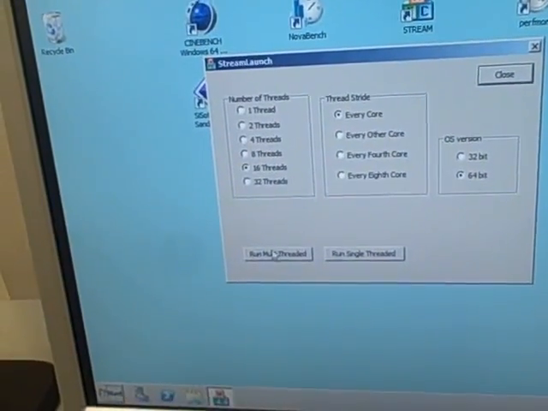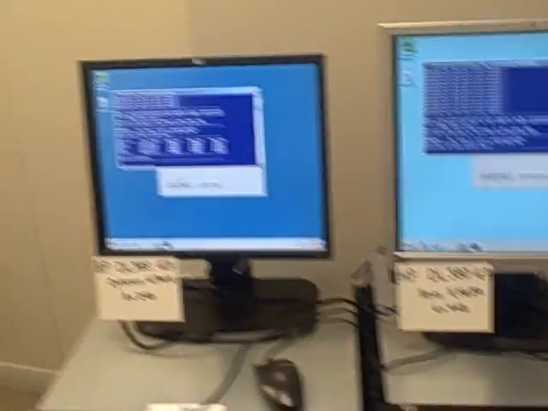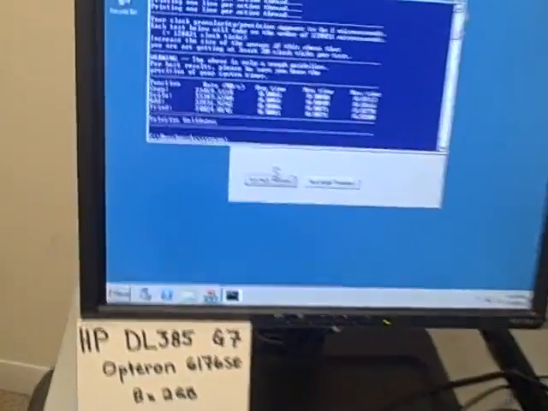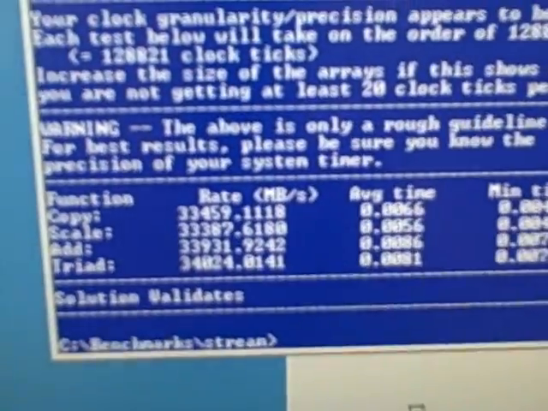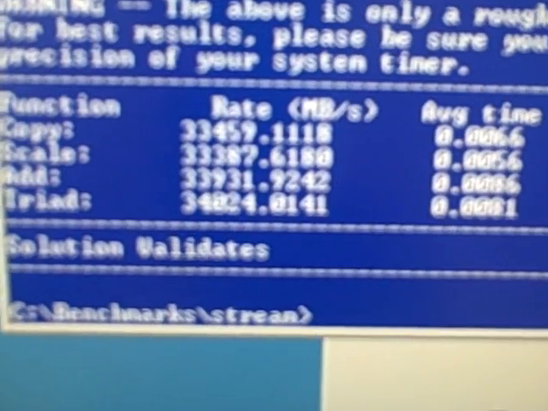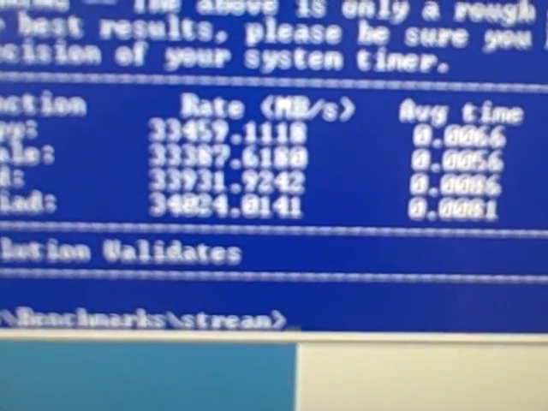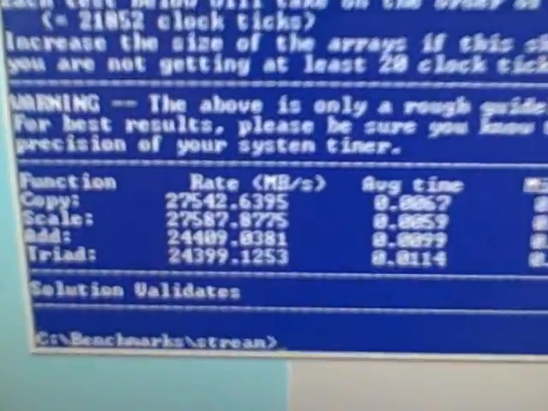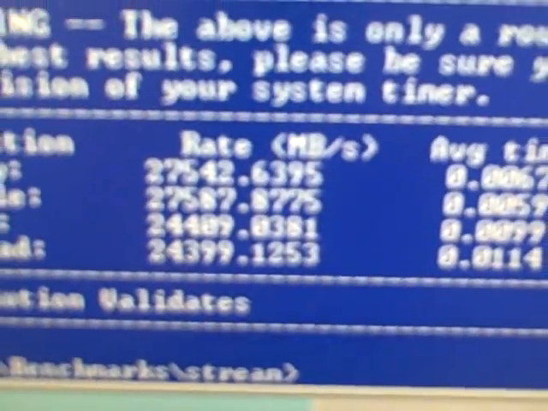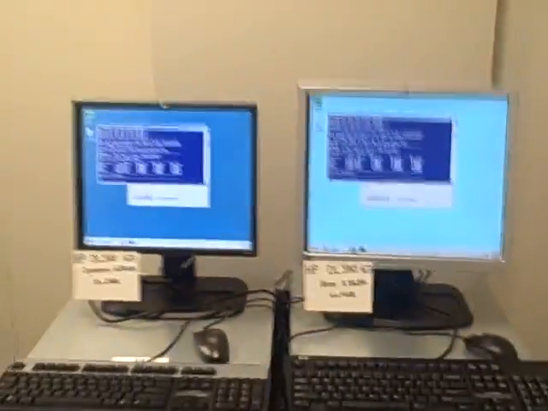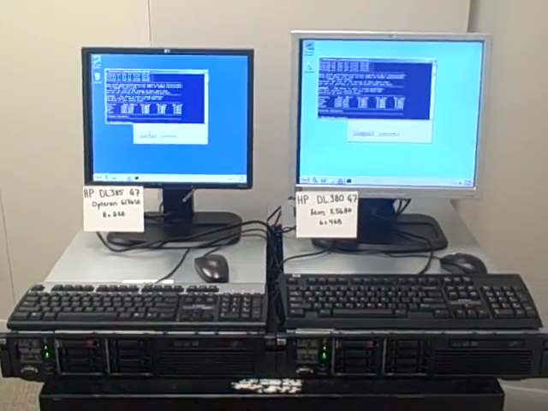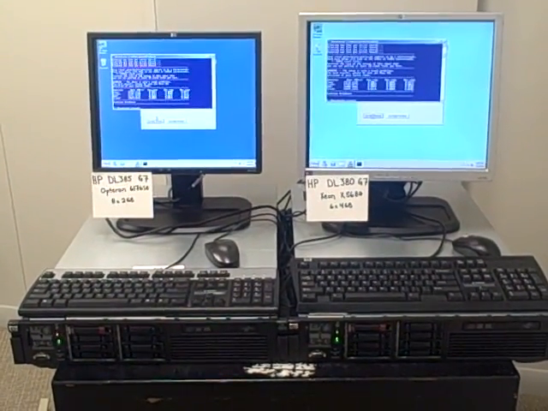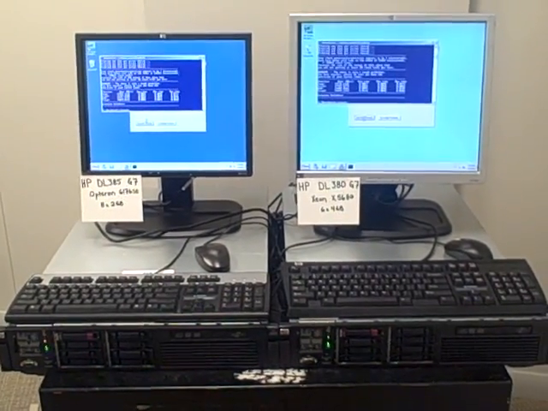And what you'll see is on the AMD Opteron-based system with two of these 6176 SE processors, I'm showing an overall memory bandwidth in the triad test of about 34,000 megabytes per second. Compare that to the Intel Xeon-based system, which is running about 24,500 megabytes per second. So in this case, with memory bandwidth, the Opteron architecture helps the DL385 beat the DL380 in terms of memory bandwidth performance.